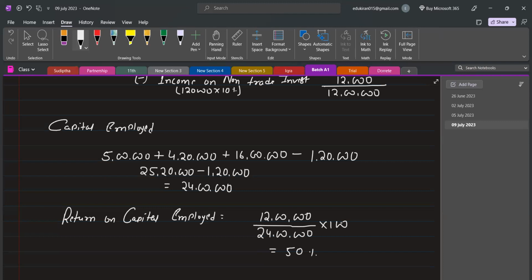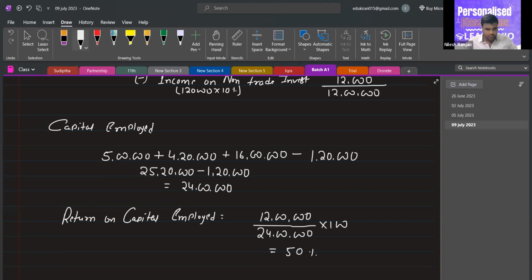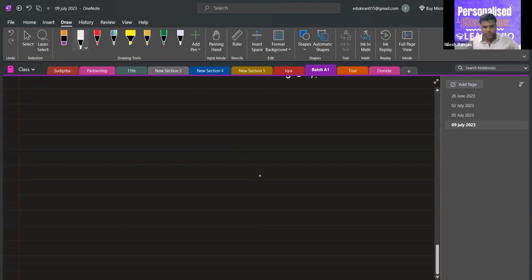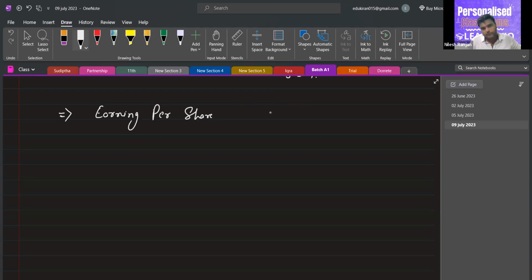Yes, sir. Okay. Now, actually, all the ratios that are important for examination are already covered. All the ratios of your syllabus. Now there are two more ratios which are important to understand the financial statement. The first is earning per share, and the second one is price earning ratio.